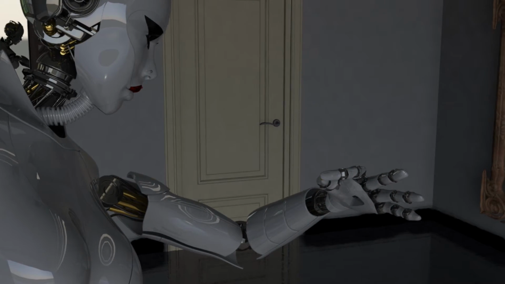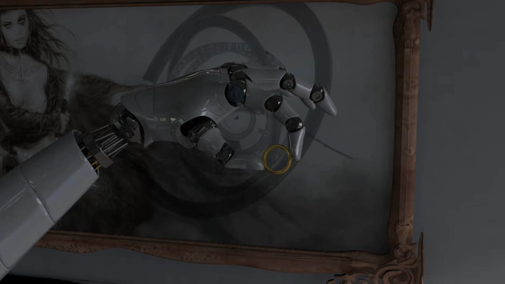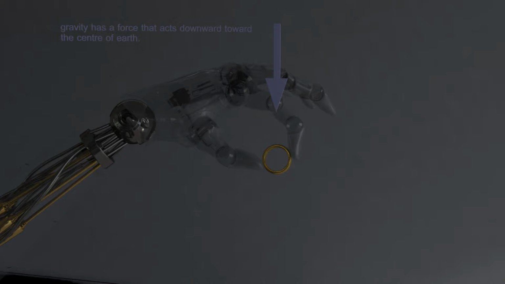Now consider this small ring that Ai is holding between her fingers. We now know that gravity is trying to push it down by applying a push force. Notice that the direction of this push force is downward toward the ground. But as Ai is holding the ring, her fingers create an upward force that opposes the direction of the gravity force. And this is what keeps the ring from falling to the ground.